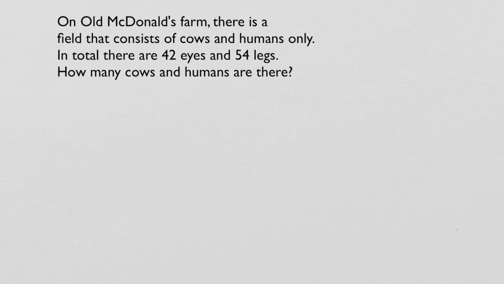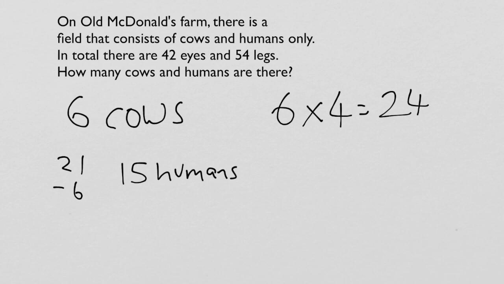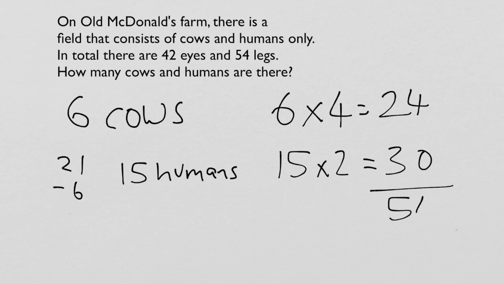Okay, so rather than 9 cows, I'm going to have 6 cows. 6 times 4 equals 24. And what's remaining? 21 take away 6 equals 15. So we have 15 humans. 15 times 2 equals 30. And hopefully they add up to 54. And yes, they do. So we've got that one correct.